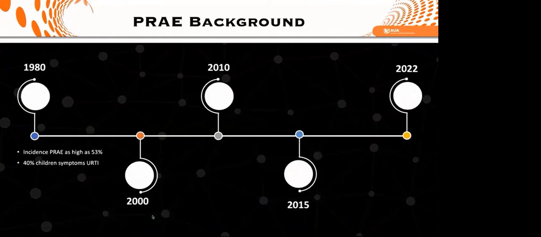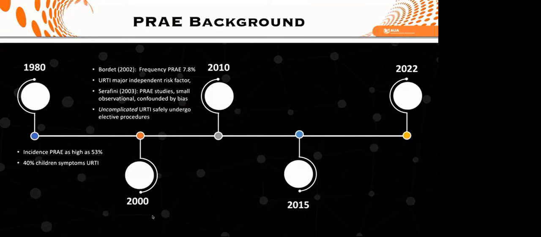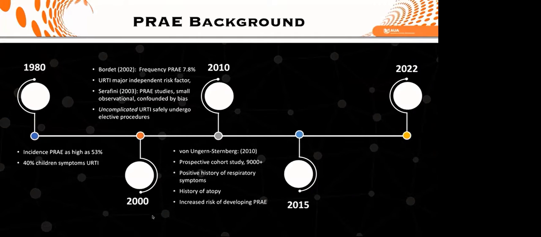Looking at a timeline of PRAE, since the 80s, PRAE has been well recognised. It was thought to be as high as 53%. During the early 2000s, single studies looked at the incidence and frequency of PRAE being approximately 8%. However, these studies were found to be small, observational, confounded by bias, and not very rigorous. In 2010, Professor Britta von Ungern-Sternberg undertook the first landmark study really addressing this research question, and her follow-up study identified having 4 risk factors was highly statistically associated with PRAE. And this was a really rigorous study and was the foundation for my MSc dissertation.